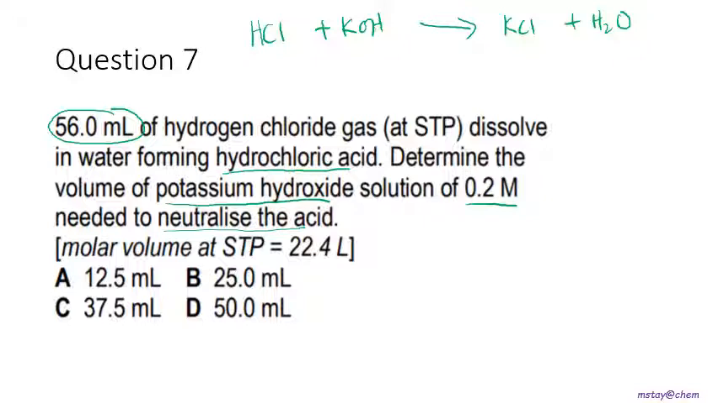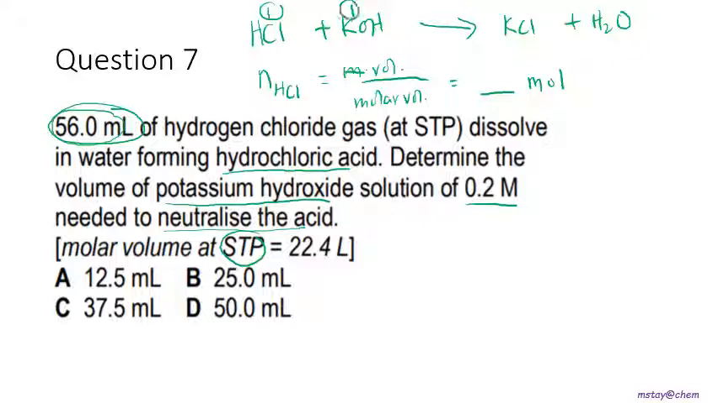Again, after we have the equation, we are going to find the number of mole of HCl. The volume is given, and the molar volume is also given at STP, so we are going to use volume over molar volume. Then we will get the number of mole for the HCl. Because based on the equation the ratio is 1 to 1, the number of mole of HCl also equals the number of mole of KOH.